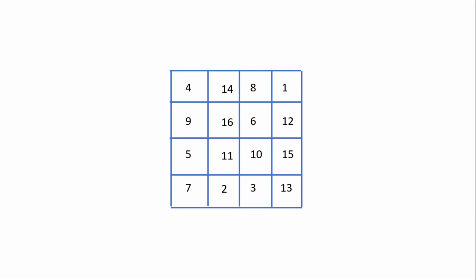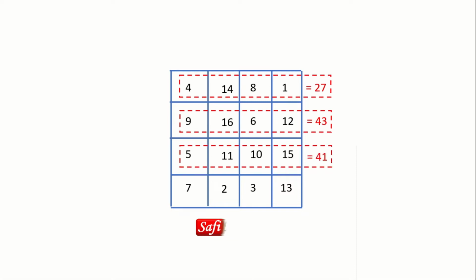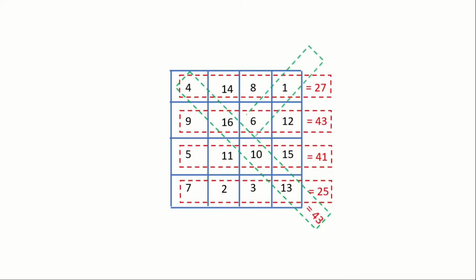This square, which is divided into different cells, with each cell carrying a number, is called an anti-magic square. In this square, the sum of numbers along horizontal, vertical, or corner-to-corner directions gives different results.